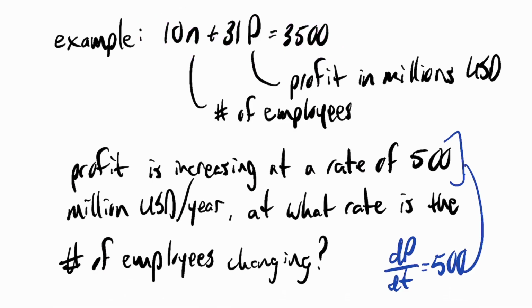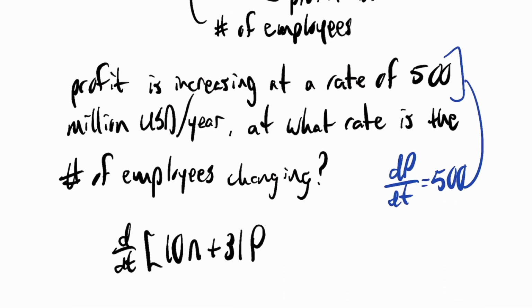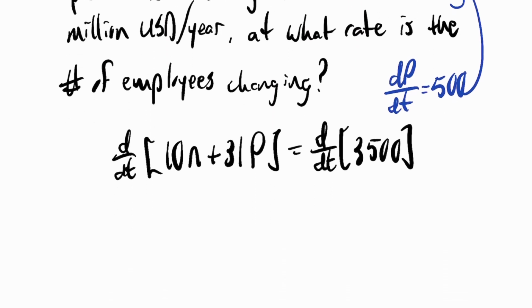Okay, so I'm going to find d dt of 10n plus 31p, and that's equal to d dt of 3,500. On the right-hand side, this is easy because the derivative of a number is always 0.